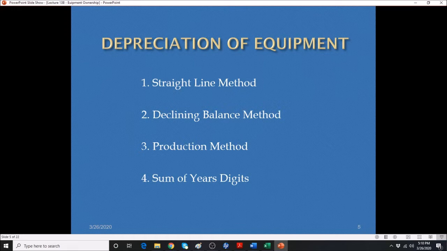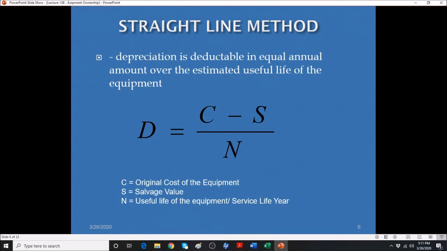Now, the Internal Revenue Service recognizes several methods of determining depreciation. Why is this a big deal? Because the company can deduct this depreciation in their accounting as part of taxation. The different types of depreciation methods are the straight line method, declining balance method, production method, and the sum of the years' digits. We're going to take a look at each of these different methods of depreciation.